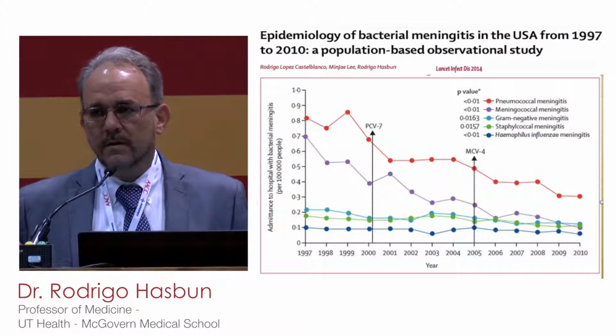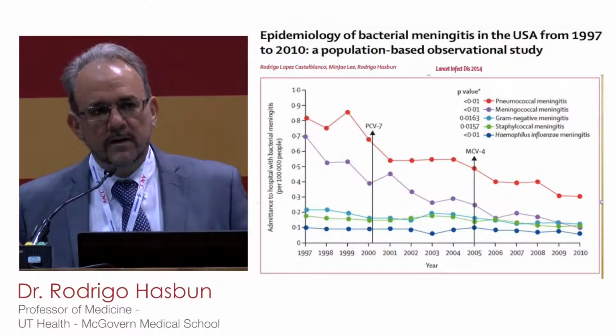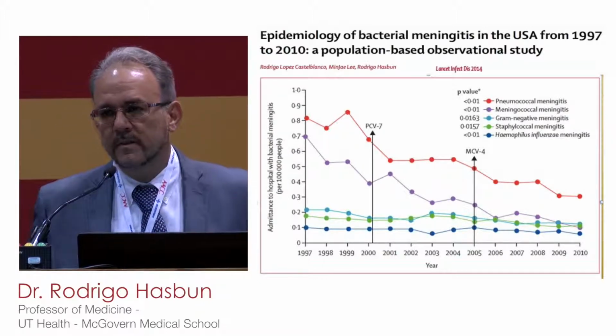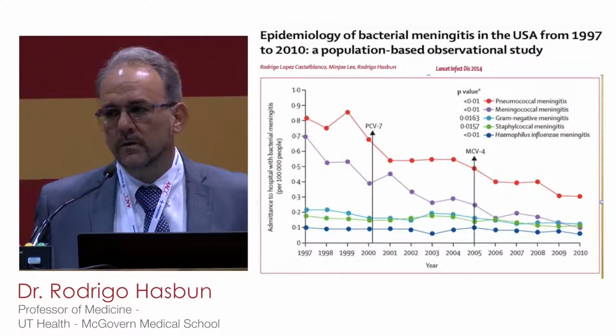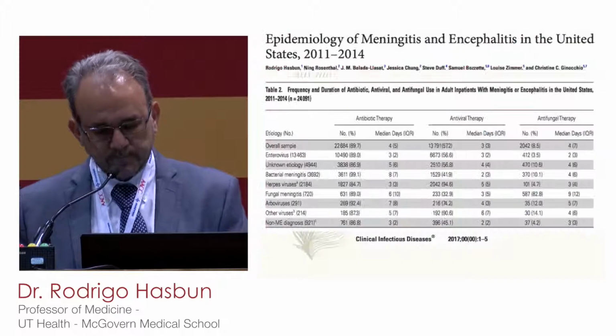Still, pneumococcal meningitis is the #1 pathogen in the United States, but you can clearly see that meningococcus, H. flu, their incidence approaches those of nosocomial meningitis pathogens in our hospitals.